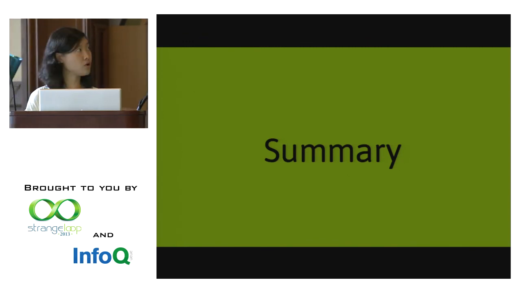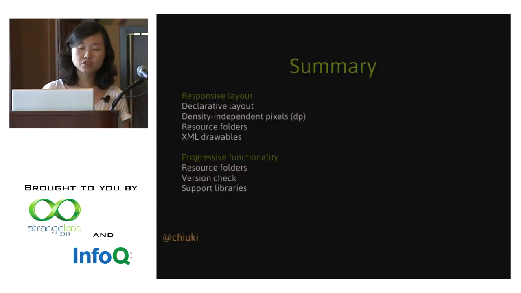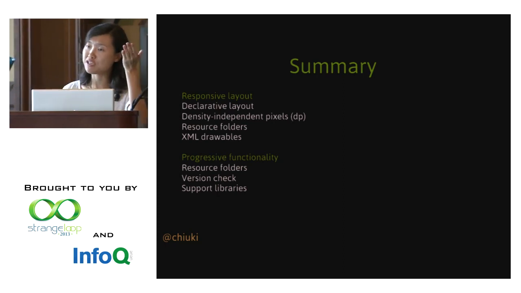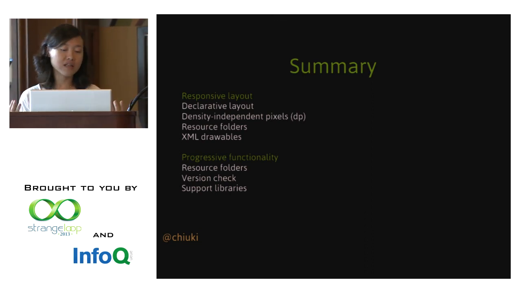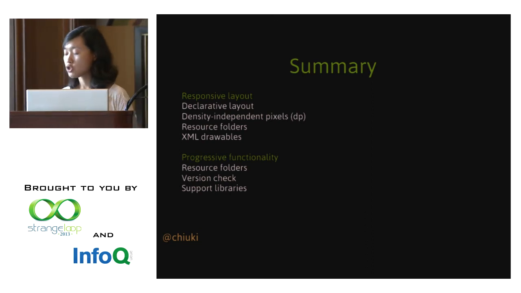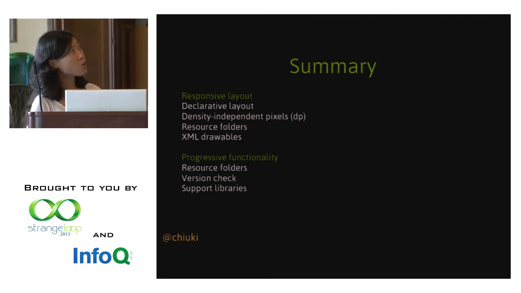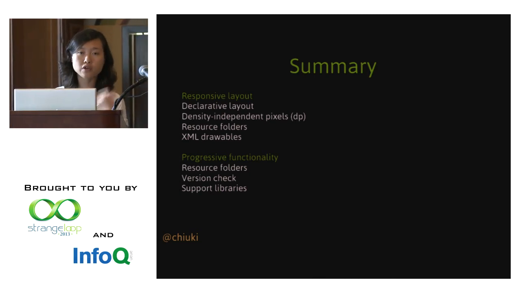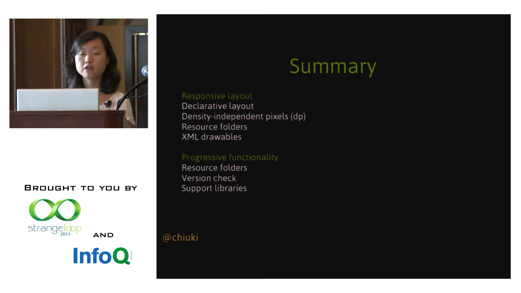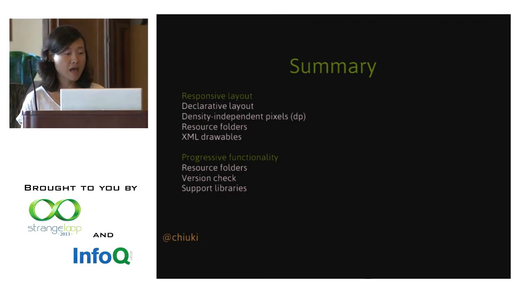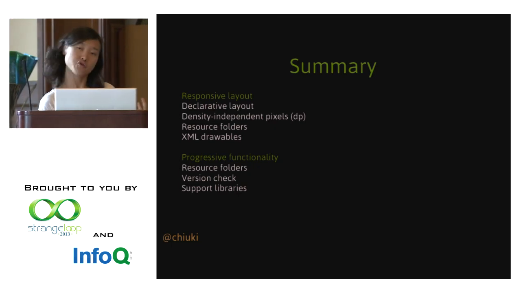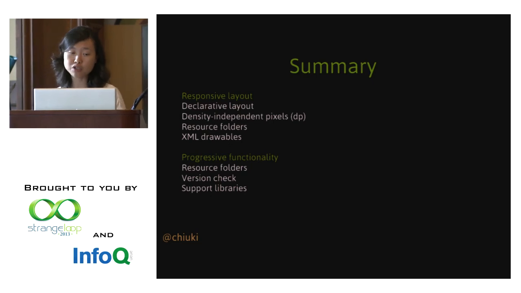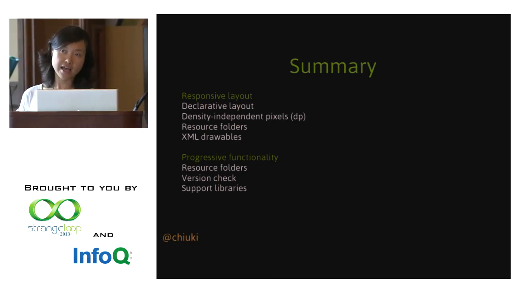All right, so I've told you a lot of different things. I told you how to do responsive layout with, first of all, a mindset. You have to think declaratively instead of in absolute coordinates. Once you are there, there are a lot of tools that the system has to help you. You can declare things with DPs, density independent pixels, and you can use the resource folder so that you can have different layouts for different configurations of devices. And also you can have things like an XML drawable, which again allows you to declaratively declare images, which I think is pretty cool.